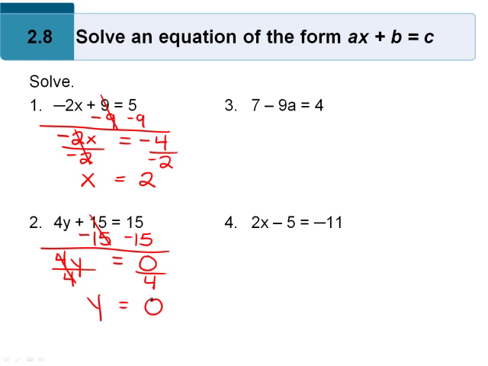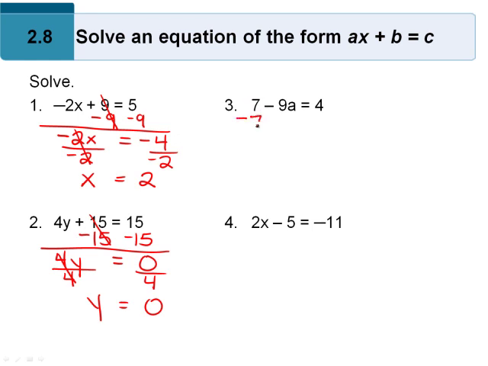There you go. Now, let's look at number 3. 7 minus 9a equals 4. So here our variable term is that negative 9a. So we need to get rid of the 7, and this is where so many people mess up. They look at the minus sign and think that that goes with the 7, and it doesn't. That is a positive 7.